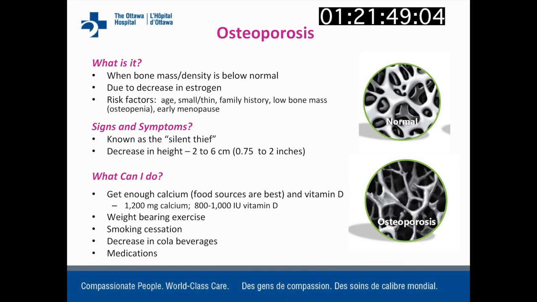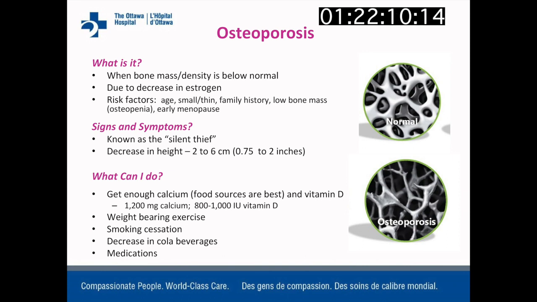Osteoporosis or osteopenia are the terms used for a decrease in bone mass or bone strength. This is an issue that happens for both men and women as we age. In women, as we hit menopause, this is often due to the decrease in circulating estrogen, and we stop laying down as much bone as we did earlier.